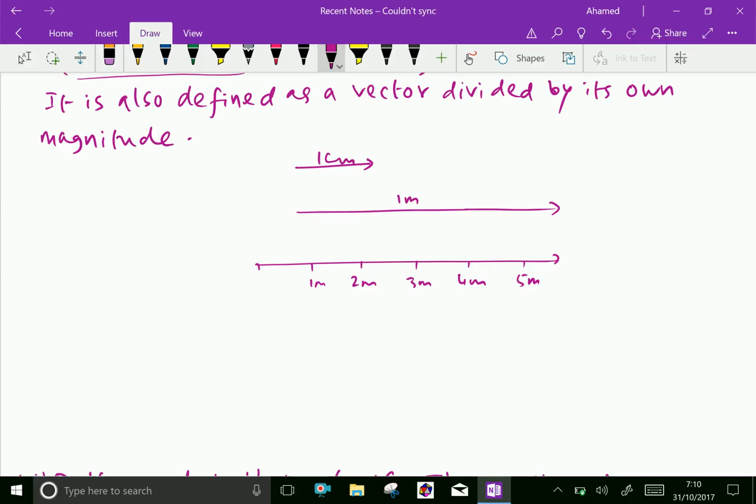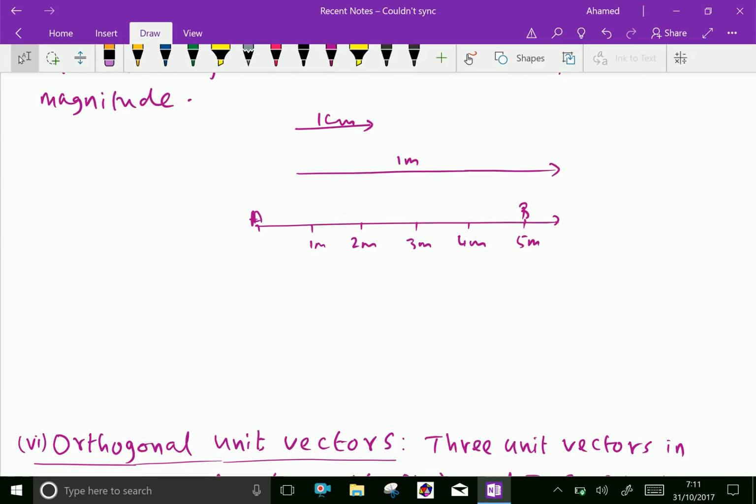If the total vector is divided by the number of units, suppose this line is 5 meter in length from A to B. Now the unit vector can be considered as the magnitude of AB over the number of units, which is 5. We can write the unit vector as A cap. This unit vector is the total length divided by the number of units.